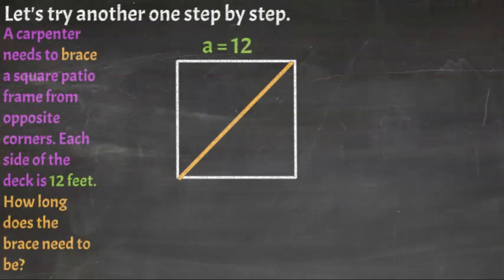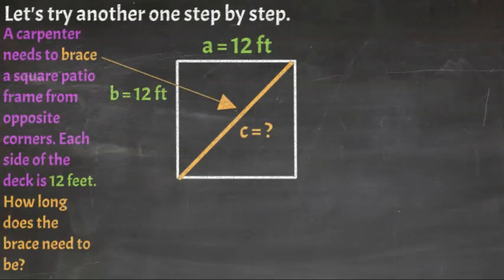Since I said it was square, we know it has a right angle, so we can use the Pythagorean theorem. So we say A is equal to 12 feet. That's one side of the deck. And B is equal to 12 feet. They're the same because it's a square deck. And that's one thing we know about squares, is they have 4 congruent sides, or 4 equal sides.